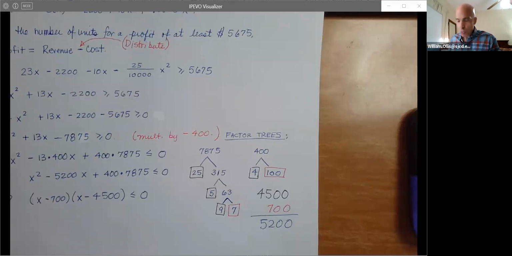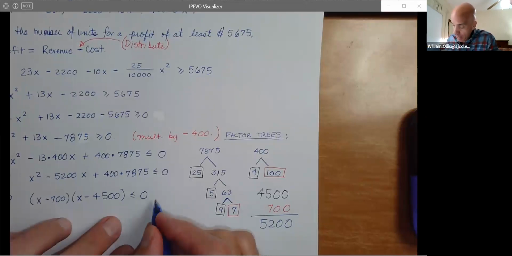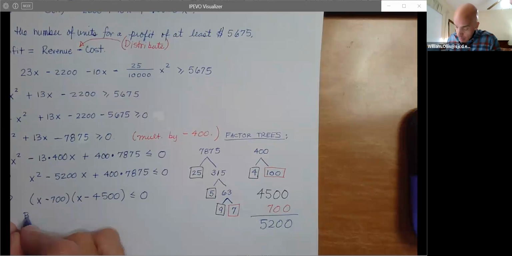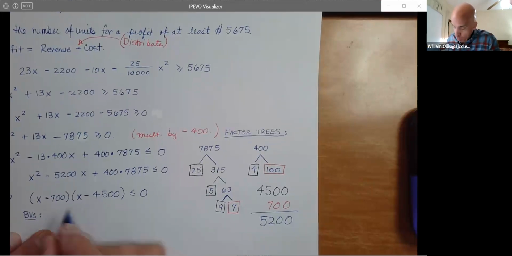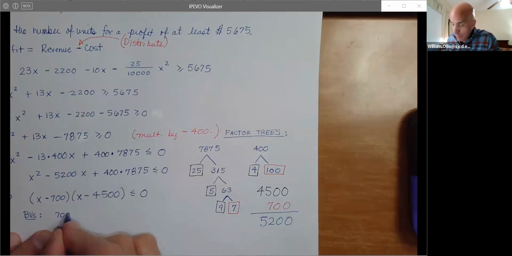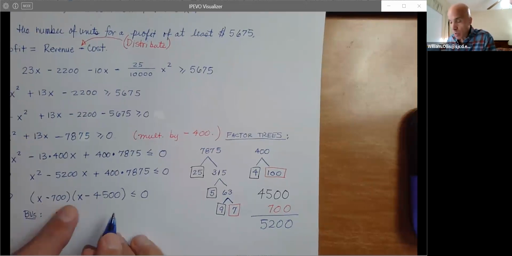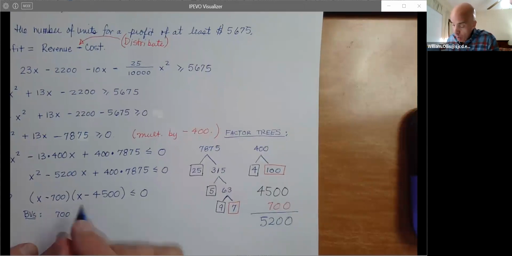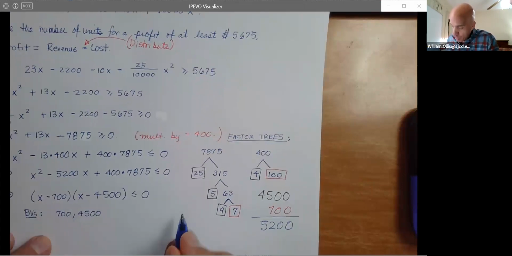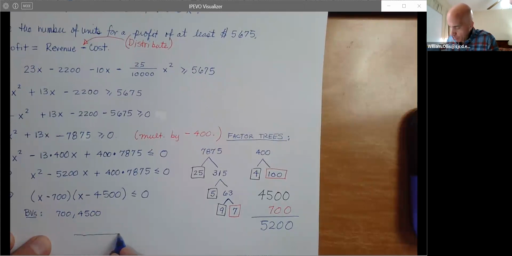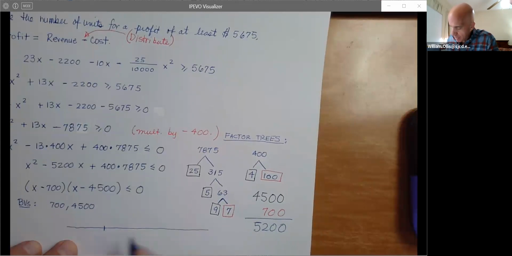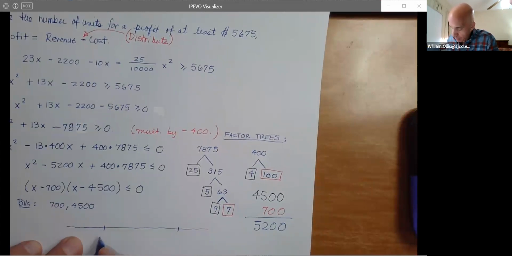Now, this is like the last problem. We know where the answer is going to be. So our boundary values, BVs, will be 700. What makes this factor 0? 700. What makes this factor 0? 4,500. So we can do the same thing we did before, and we won't have to take as long because we've been doing this many times. It's kind of getting repetitive.